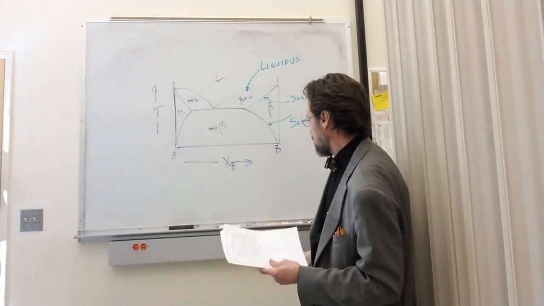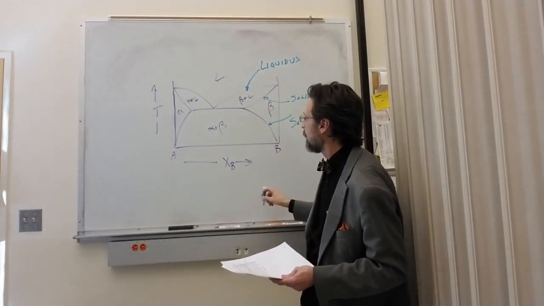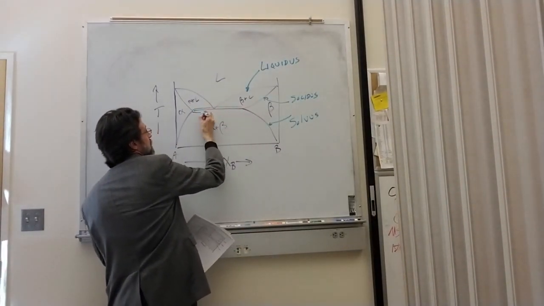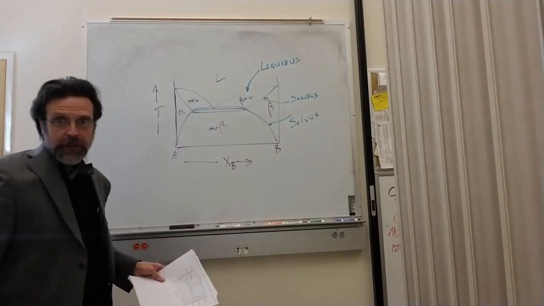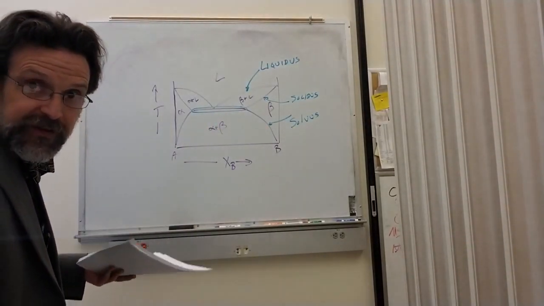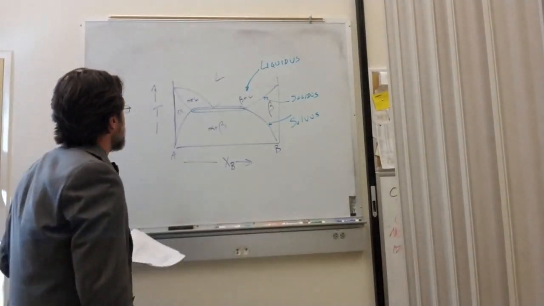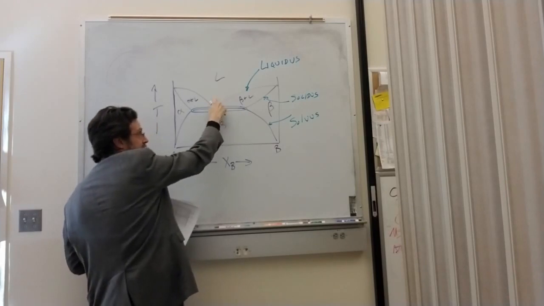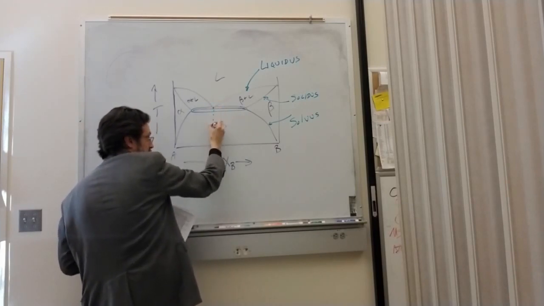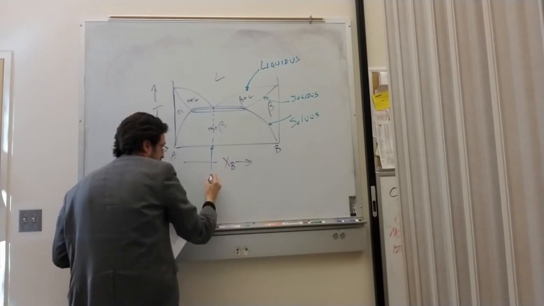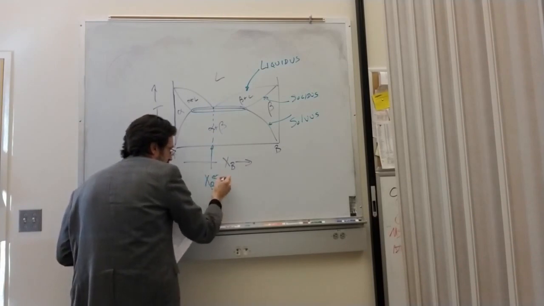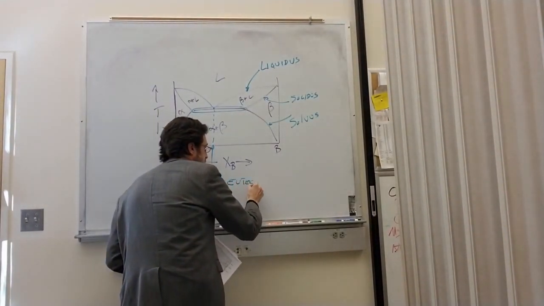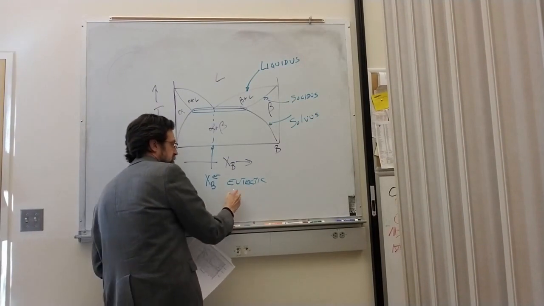In this particular phase diagram, we have another special point. That is this. In here, we have the formation of a eutectic microstructure. And this point, where this comes together, that's called the eutectic composition, E-U-T-E-C-T-I-C, eutectic composition.